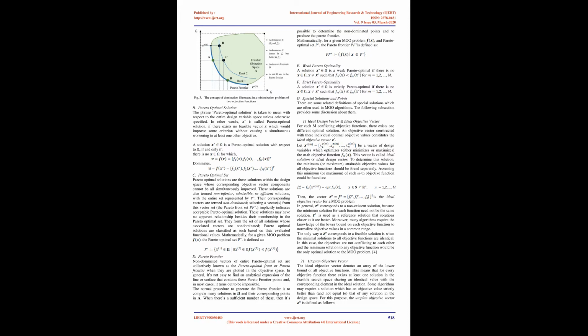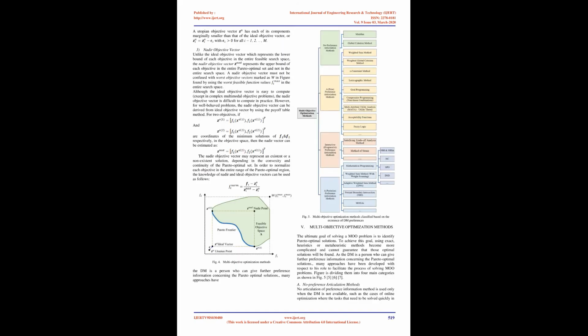To determine this solution, the minimum, or maximum, attainable objective values for all objective functions should be found separately. Assuming this minimum, or maximum, of each mth objective function could be found as, then the vector is the ideal objective vector for an MO problem. In general, it corresponds to a non-existent solution, because the minimum solution for each function need not be the same solution. It is used as a reference solution, so that solutions closer to it are better.